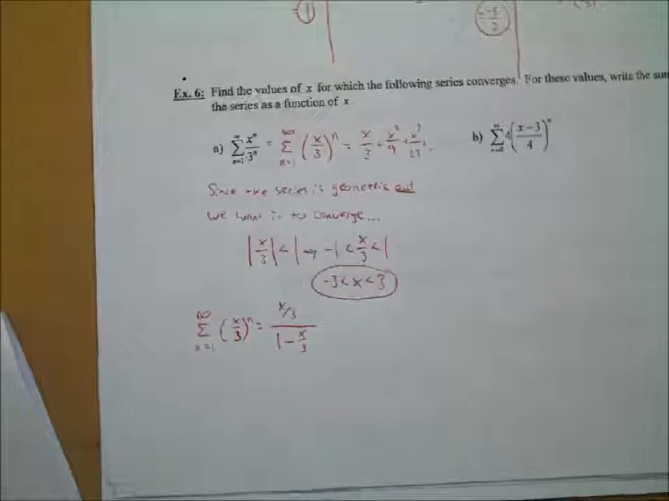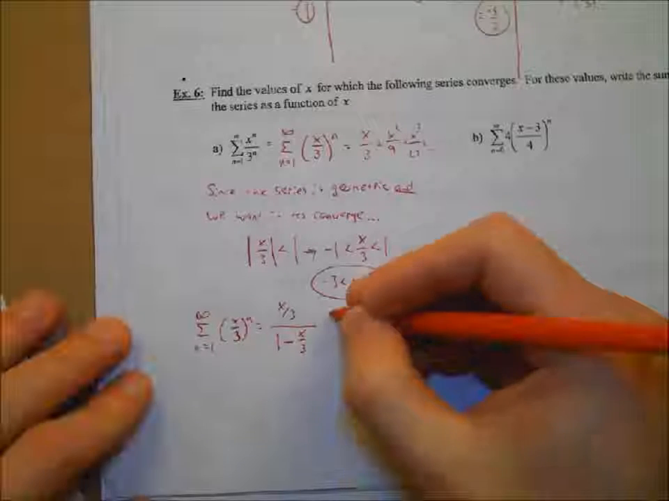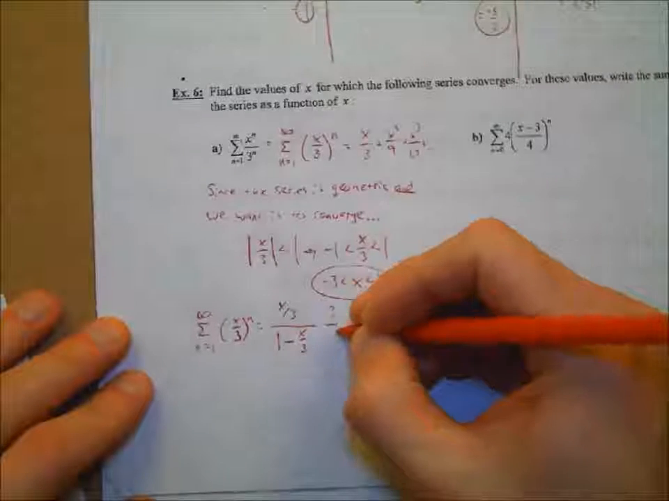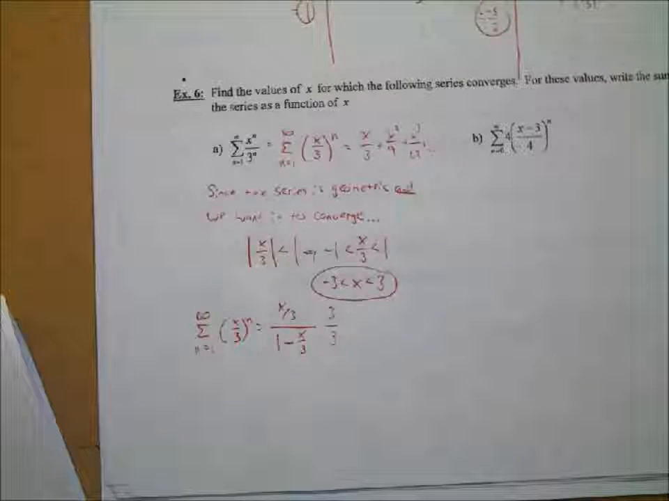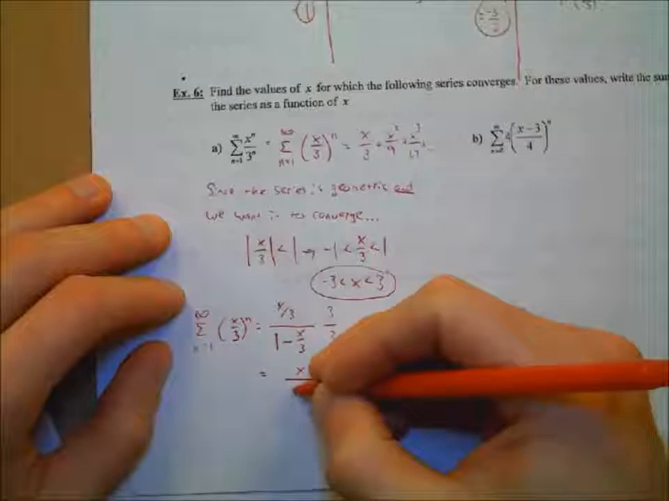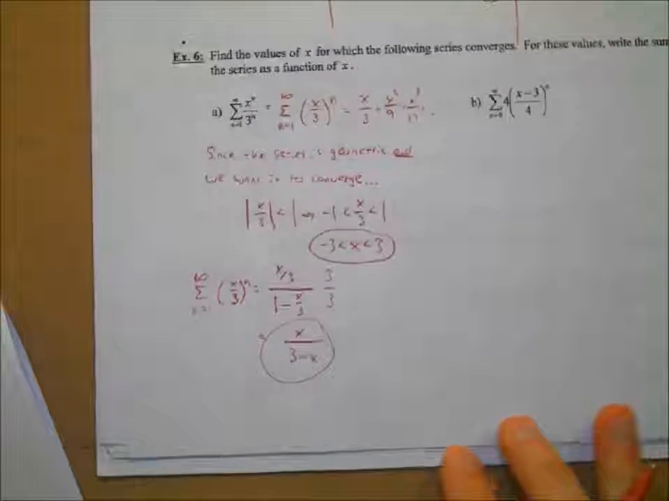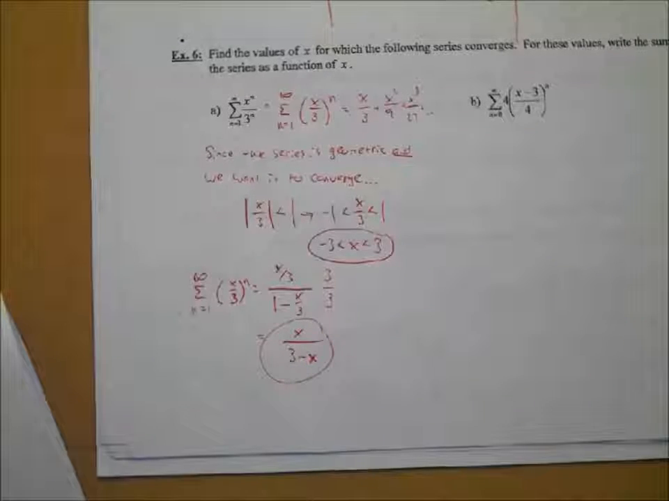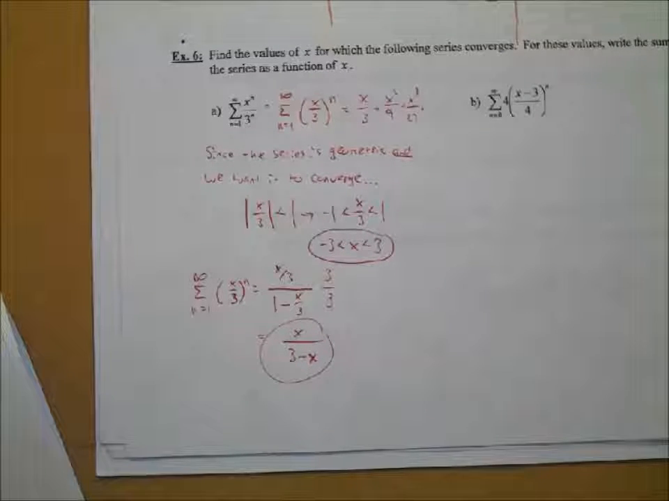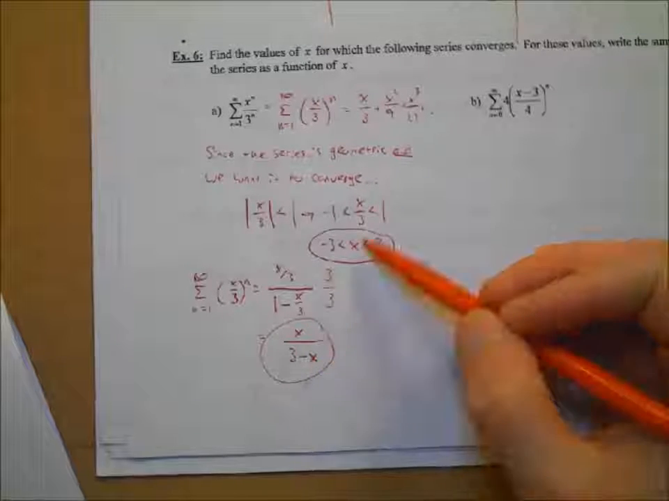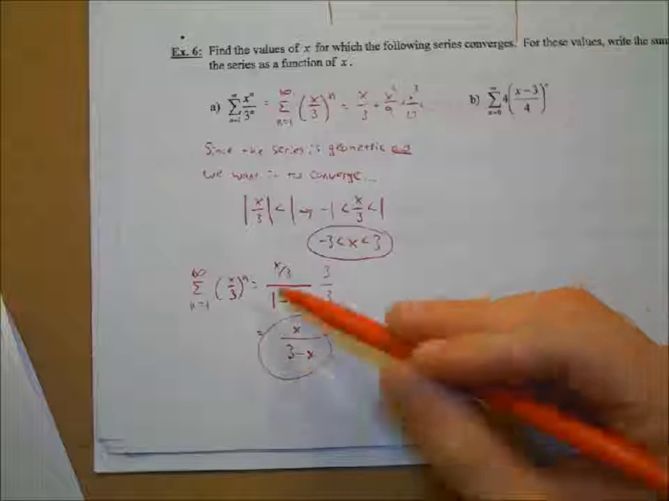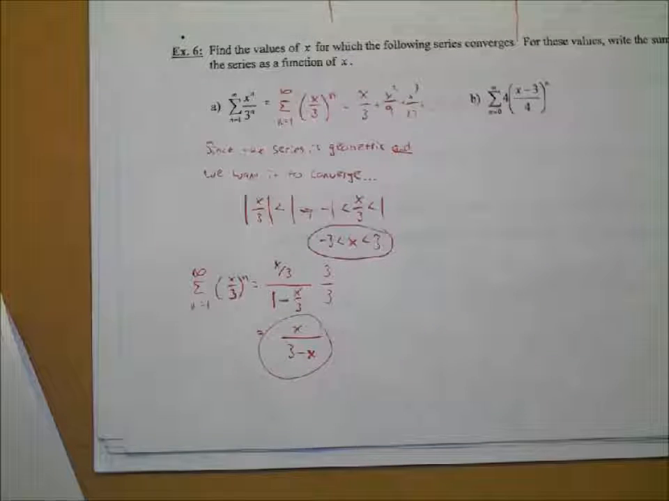All right, now we could leave it like this, but most of the time we don't leave fractions within fractions. It's just not as simple as it could be. So again, take those denominators, which are both 3, and multiply the top and bottom by 3 over 3, which is just 1, to make it a little bit easier. And so we end up with x over 3 minus x, like that. And so there would be our sum. So whatever this x happens to be, if we pick some x between negative 3 and 3, then the sum of this geometric series would be x over 3 minus x. Okay? Questions on any of that?